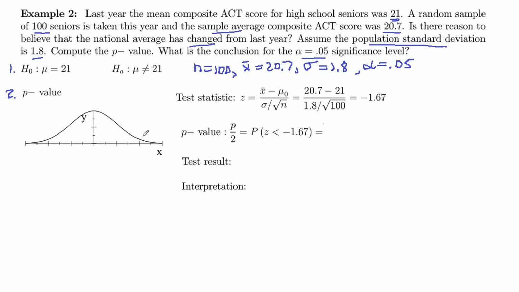But first let's compute our test statistic. So our test statistic is x bar minus mu 0 over sigma divided by root n. So that's 20.7 minus 21 over 1.8 divided by square root of 100. That gives negative 1.67. So negative 1.67 would be about right here. That's our test statistic, so that's a z-test.